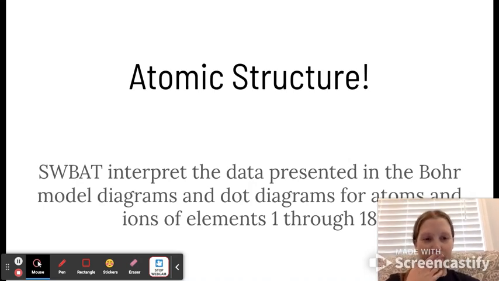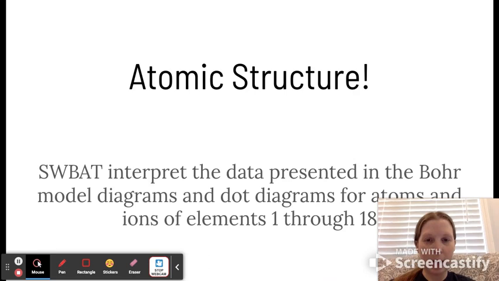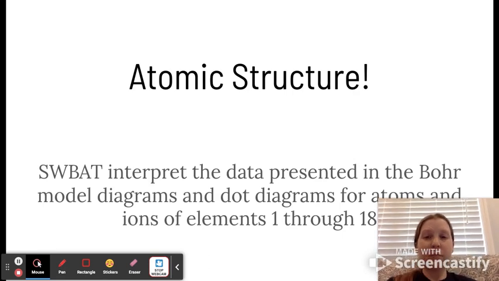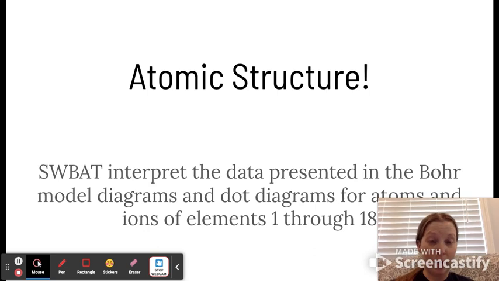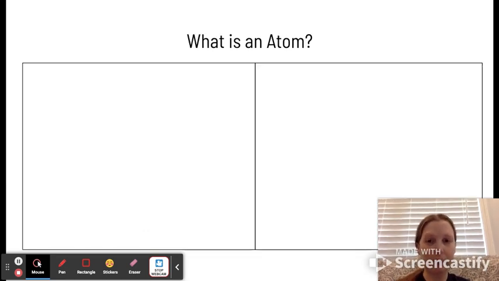Hey, everybody. This is our lesson on atomic structure. By the end of this lesson, you should be able to interpret the data presented in the Bohr model diagrams and dot diagrams for atoms and ions of elements 1 through 18. We're actually going to look at this standard over 3 lessons in this unit. So today we're just looking at basic atomic structure.